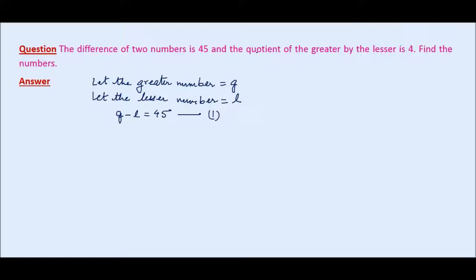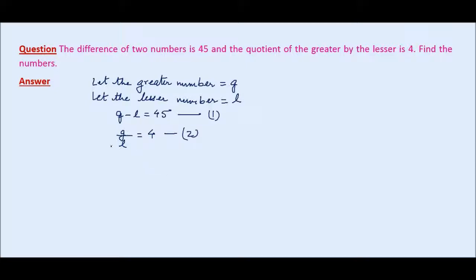From the second part we have the quotient, which means it is a division. The quotient of the greater by the lesser is 4. So we have to divide this greater number by the lesser number and we will be getting the quotient as 4. So our second equation becomes G by L is equal to 4. This is our second equation.